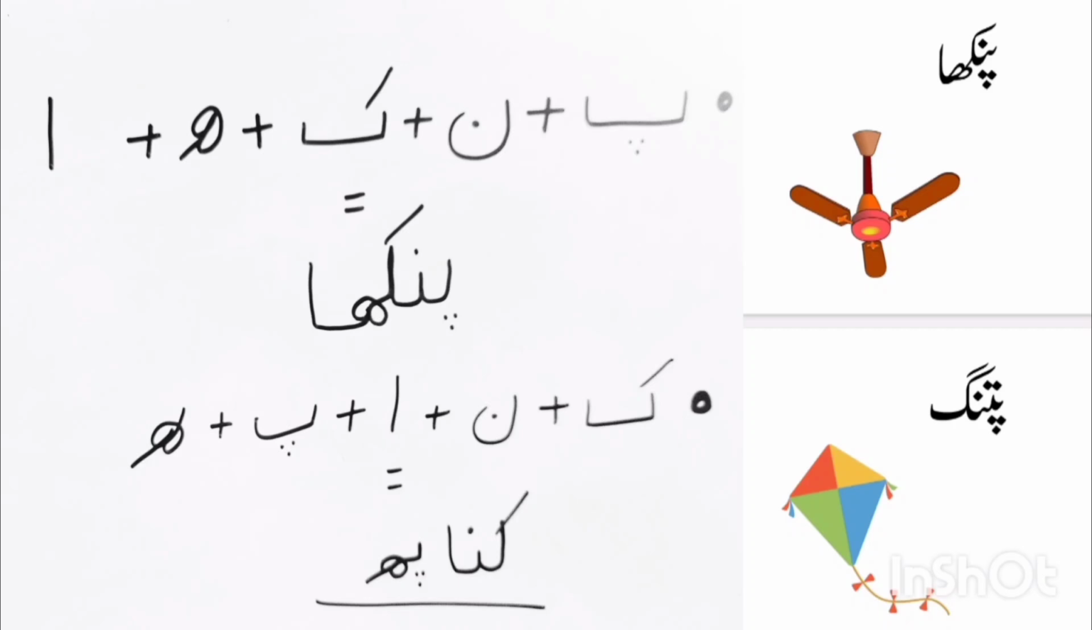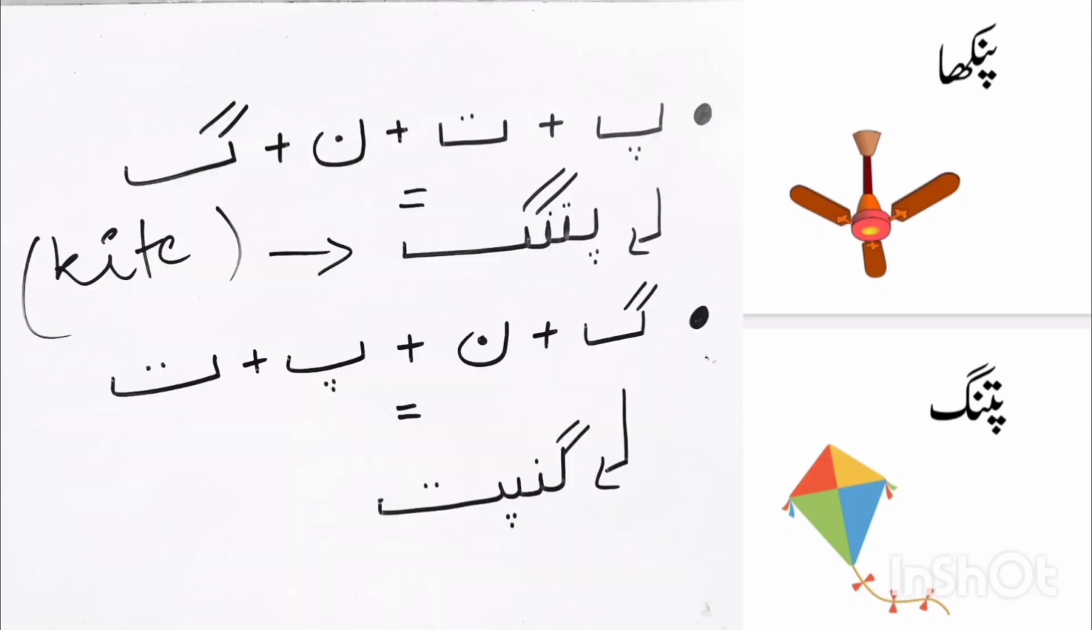After that we have patang. For kite, the word is patang. Now, how do we write patang? It's pe, te, noon, and gaf. When we join them together, it makes patang. You can see that I made three lines: one line for pay, one line for te, one line for noon with the one dot, and one gaf with the boat. So it's patang.